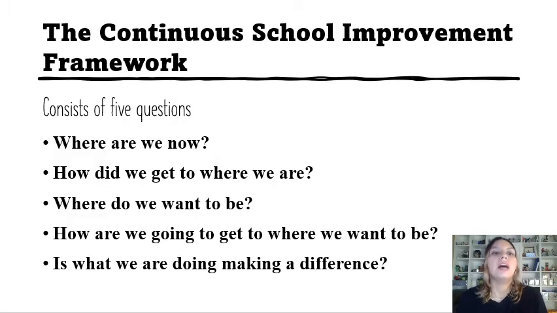Now, the Continuous School Improvement Framework consists of 5 questions. Where are we now? How did we get to where we are? Where do we want to be? How are we going to get to where we want to be? And is what we are doing going to make a difference? It's very important that we take a look at these questions as we develop, assess, and follow through with our Continuous School Improvement Framework plan.